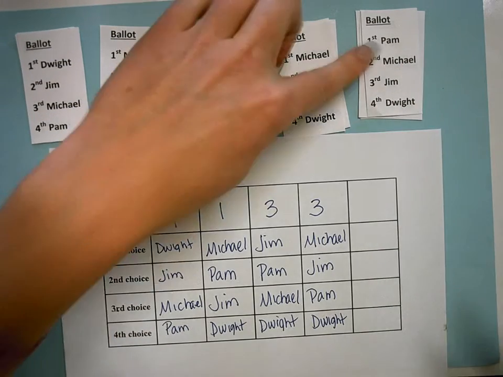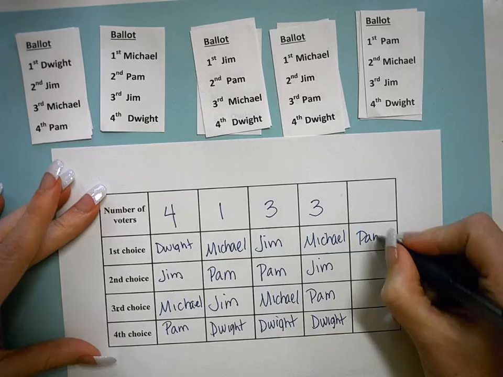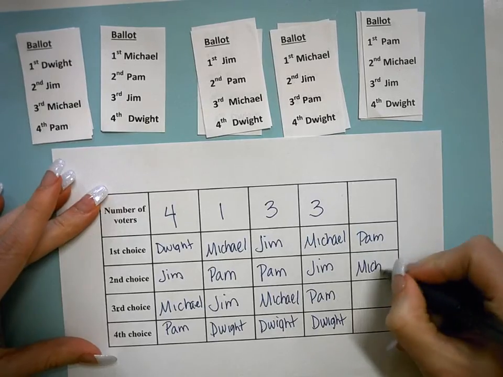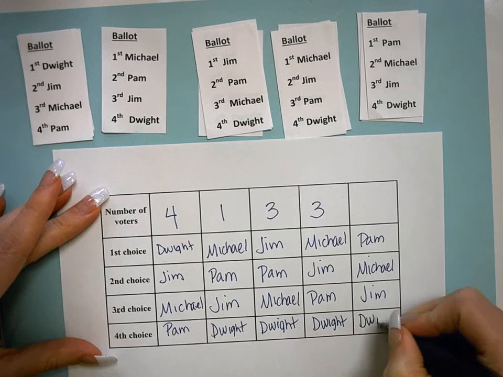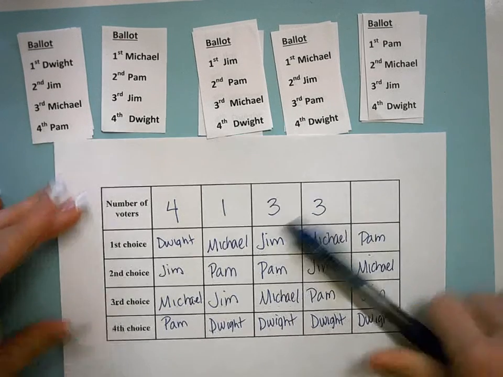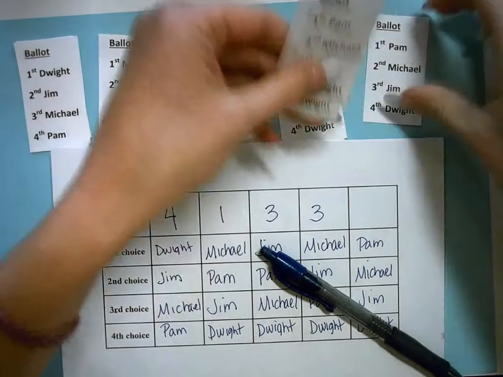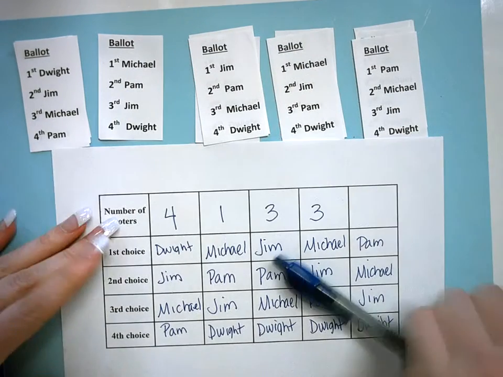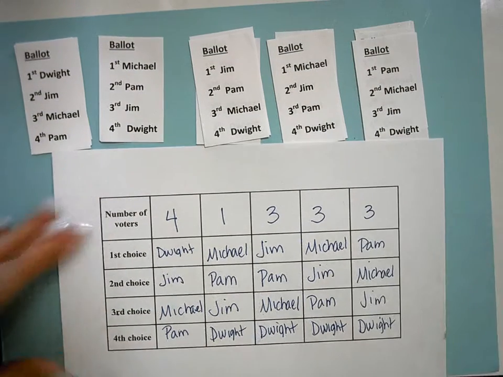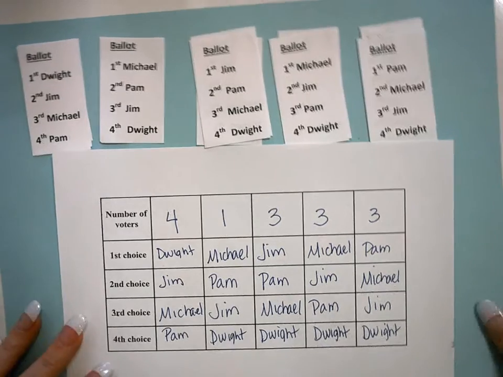And then lastly, the last group is Pam, Michael, Jim, and Dwight. Let's count up how many people voted this particular way. We have 1, 2, 3. Another group of 3. Okay, and that is our preference schedule.